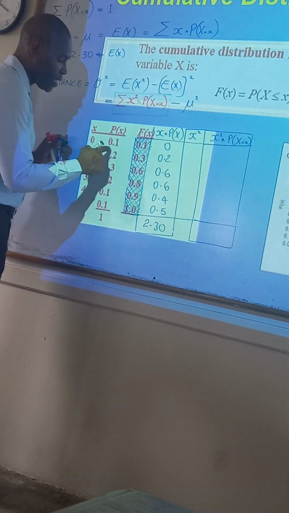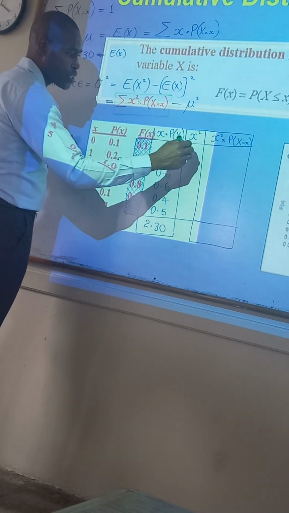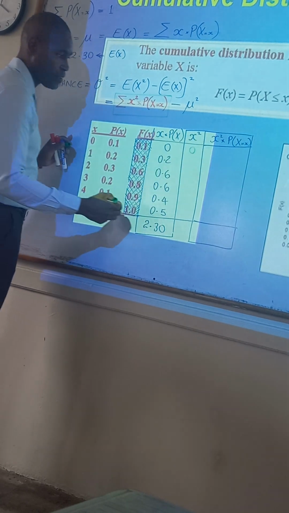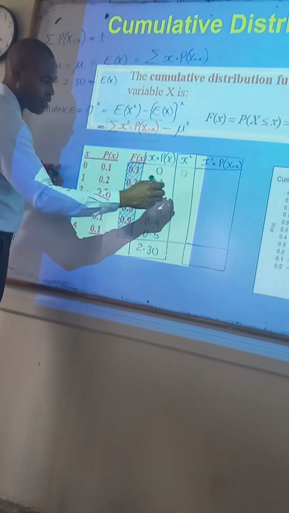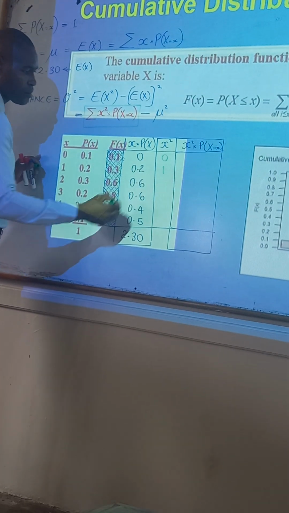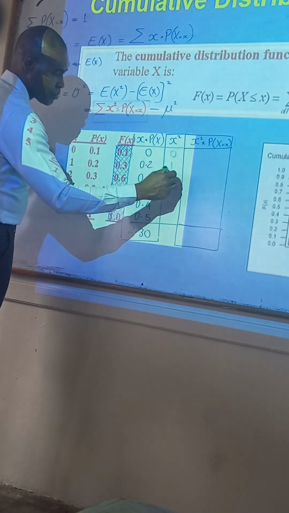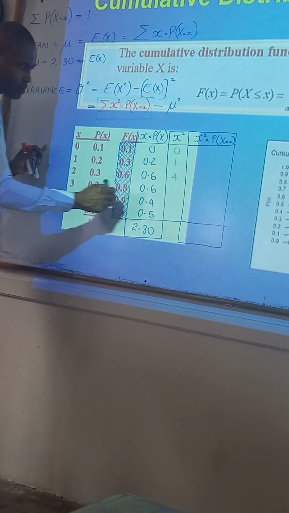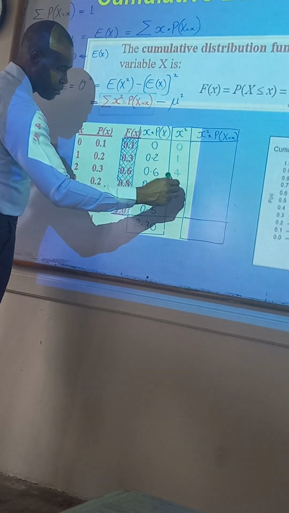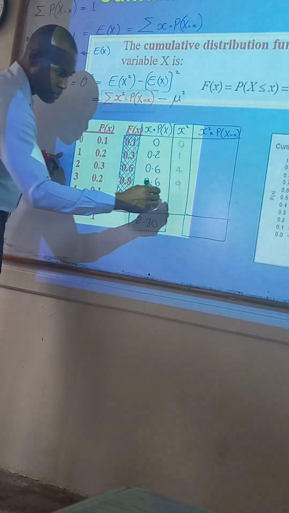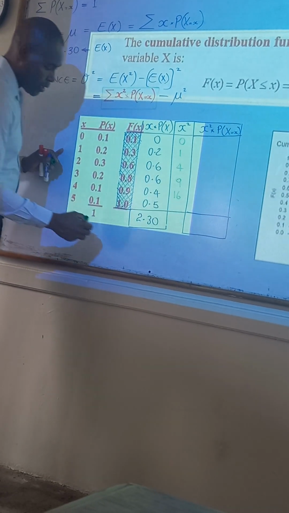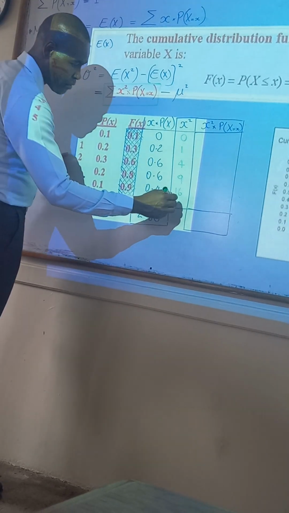We take each x value. The first x value is 0. When I square 0, I get 0, right? If I square 1, I get 1. When I square 2, what do I get? When I square 3, then I square 4, and then I square 5.